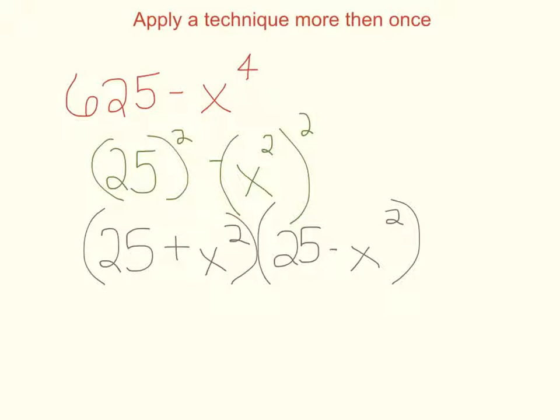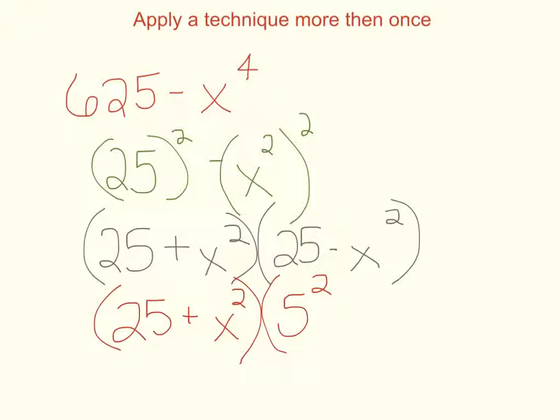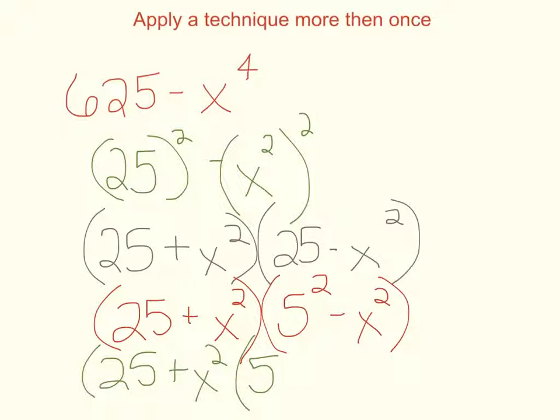So now we're going to factor one of these out again. So let's leave the first one as 25 plus x squared, but we're going to factor out this second one. So this actually factors out to 5 squared minus x squared, and then you can factor that further to 25 plus x squared times 5 minus x, or times 5 plus x.